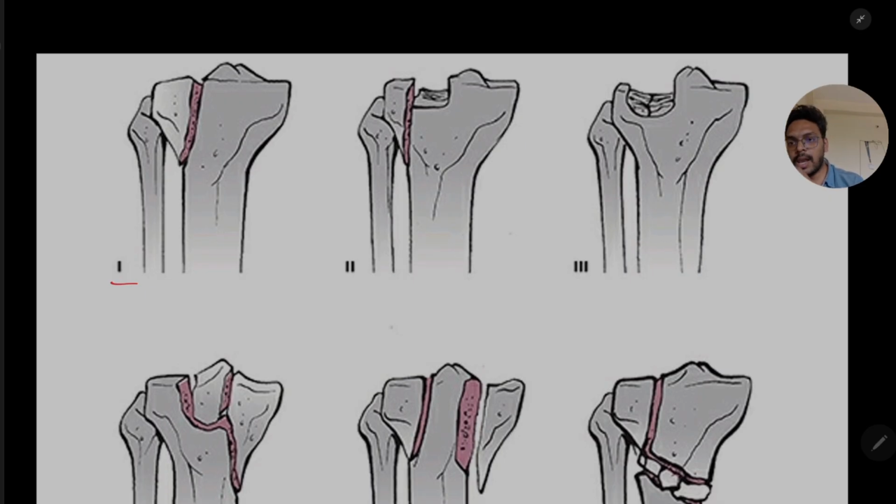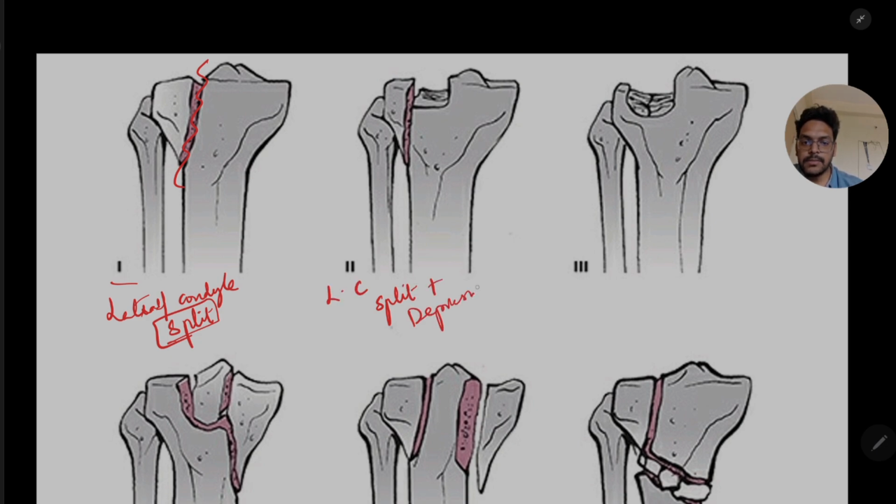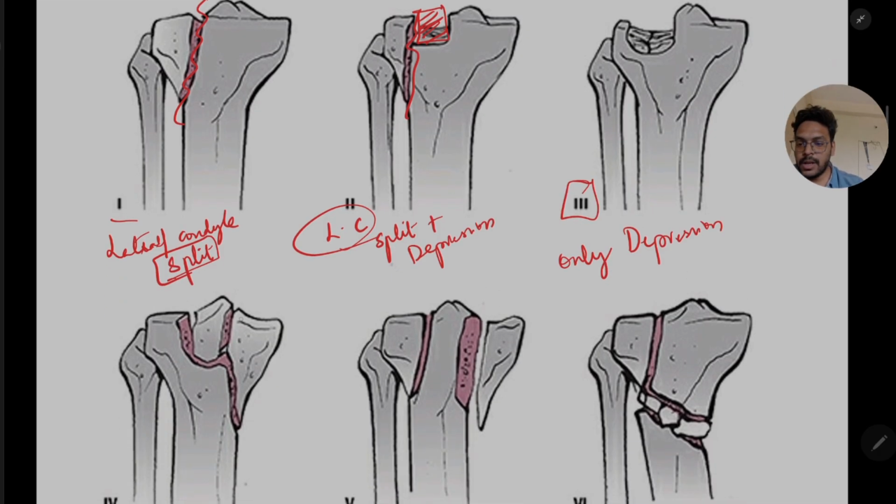The first one is the lateral condyle split. There is only a split in type 1. Type 2 is lateral condyle split with depression. So there is a split along with a depression in the lateral condyle. Then type 3 is only depression. There is no split, only depression of the lateral condyle. Type 4 is the medial condyle fracture.